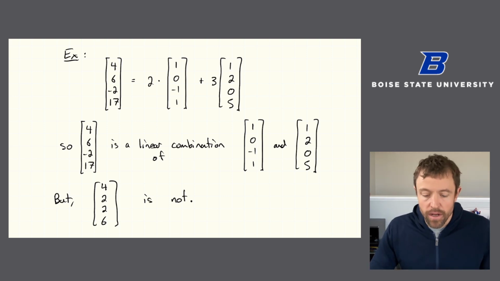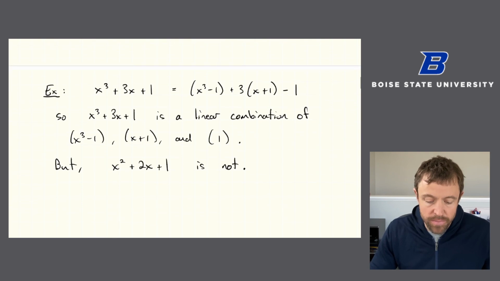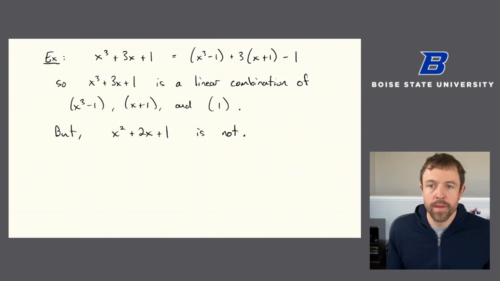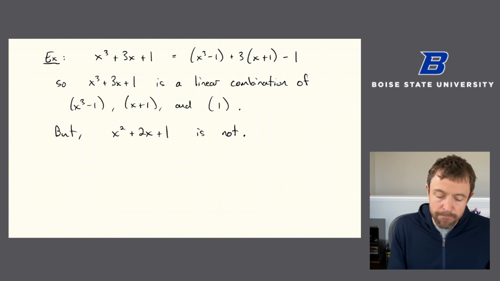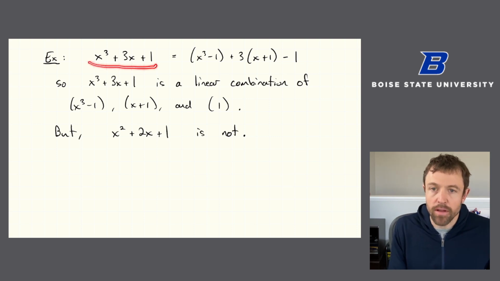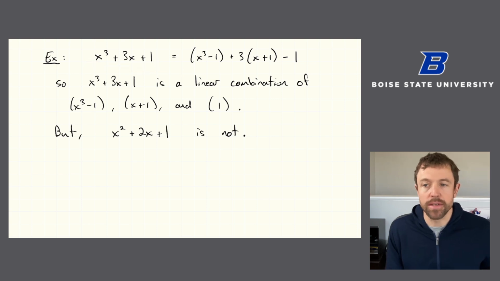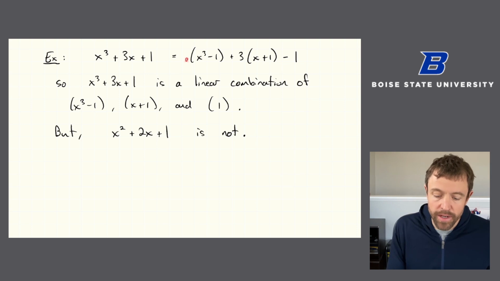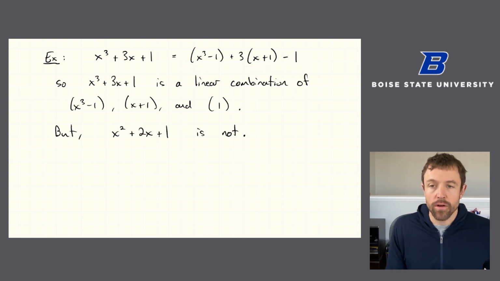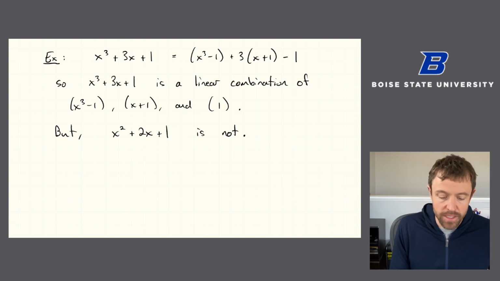Let's also look at other vector spaces, where I'm going to use P3 here. With polynomials, linear combinations are actually really familiar, I think. It's just what you do in algebra. Now the vectors are polynomials. We're working in P3, so polynomials of degree at most 3, and x cubed plus 3x plus 1 can be written like this. Or in other words, it's written as a linear combination of x minus 3, x plus 1, and 1.